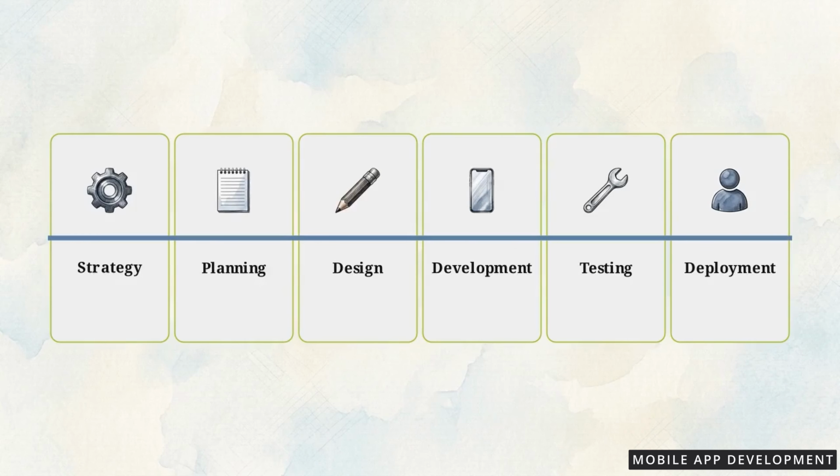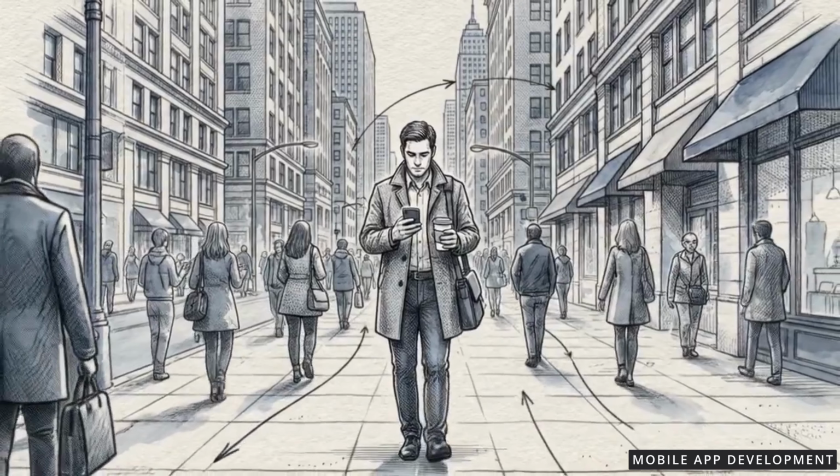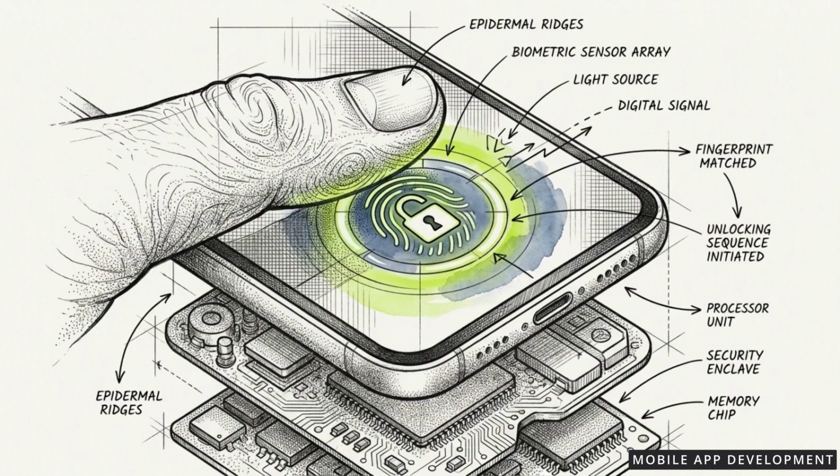But that complex behind-the-scenes work is exactly what enables the convenience of the modern world. Every time you tap a screen to order a meal or check your bank balance, you are benefiting from this 6-step journey.